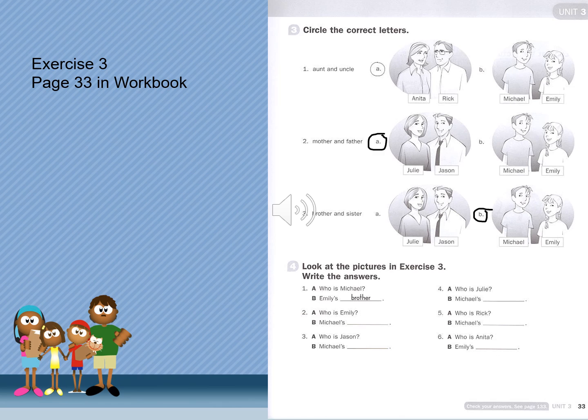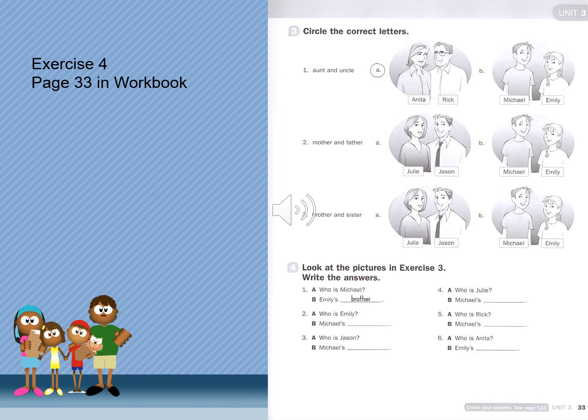Here are the answers. Compare what you see on the screen to what you did in your book. How did you do? We're on page 33 in the workbook, and we're going to do exercise 4. Exercise 4 on page 33.